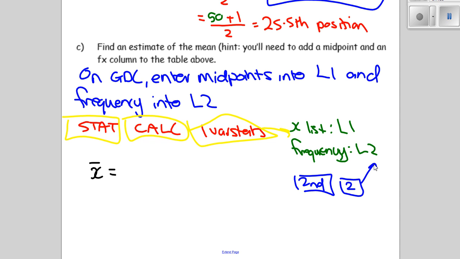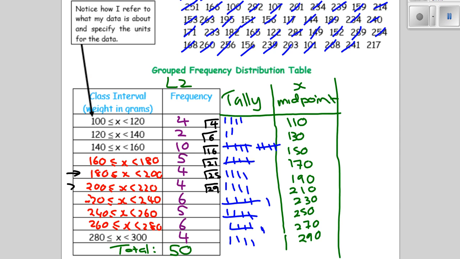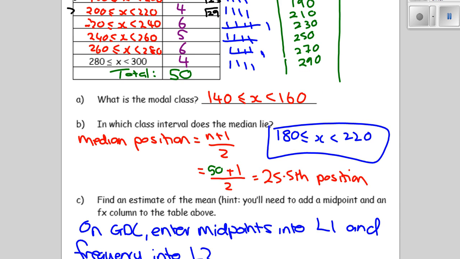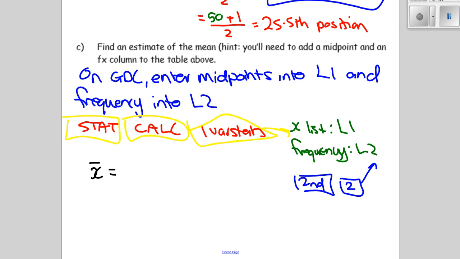Well, no, because if you're doing 1 bar stats, then you don't need L2. Oh, yeah, we do, because that's the frequencies of the L1. Notice that our table is not just a list of data, it's a frequency. Like there's 4 that belong to this category, 2 of them. So you enter your midpoints in L1, enter your frequencies in L2, and then you go second calc. It's 1 bar stats because it's just weights we're dealing with. There's no other variable. Frequency is not a variable in that case.